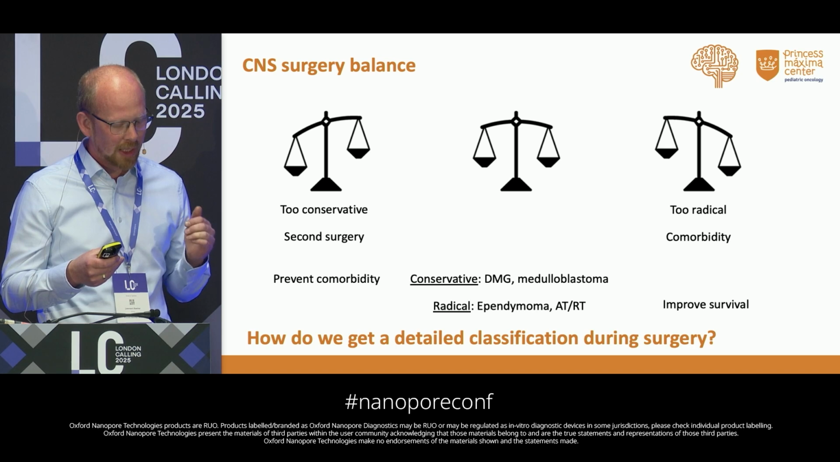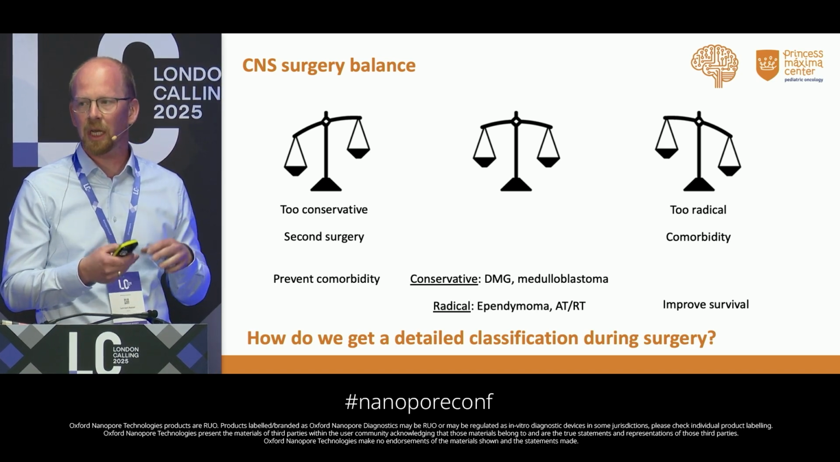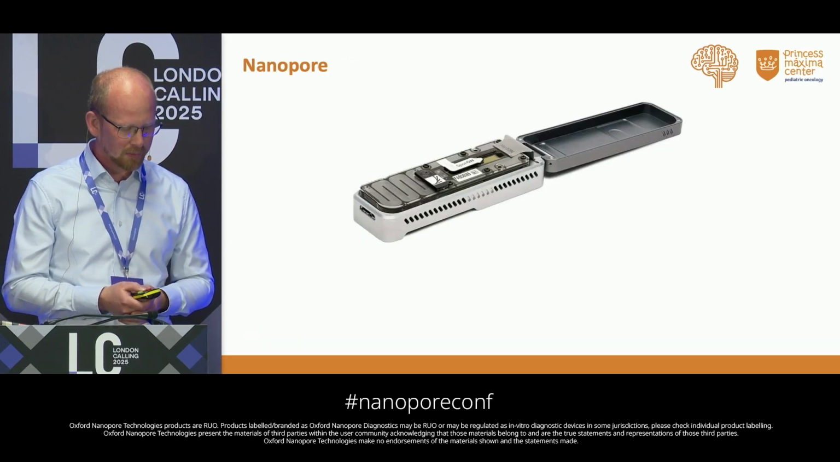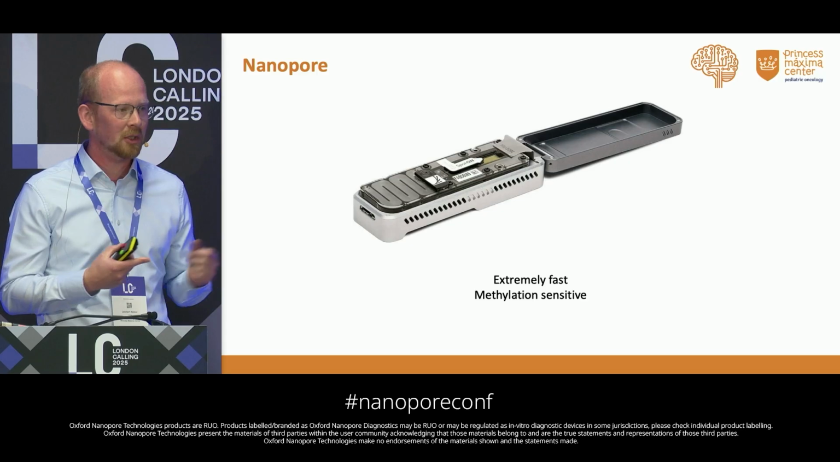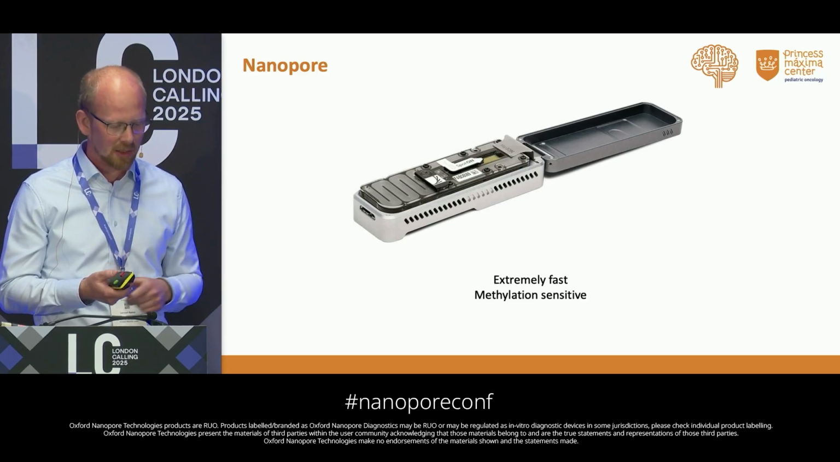So how do we get a detailed classification during surgery so that the surgeon can adapt the surgical strategy based on the results from this test? And that's where nanopore came in. Nanopore, as you all know, is extremely fast and methylation sensitive. And these are the two things that we need in this scenario.